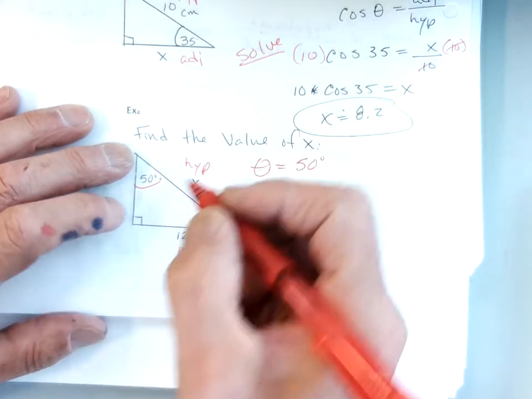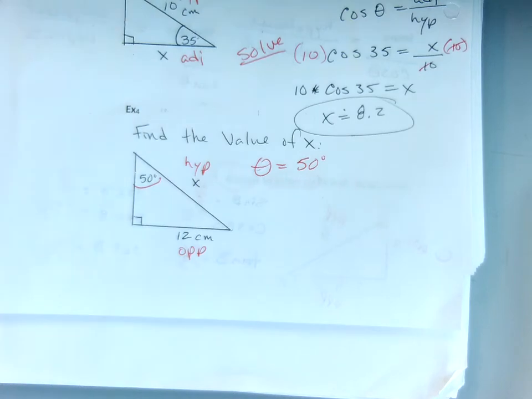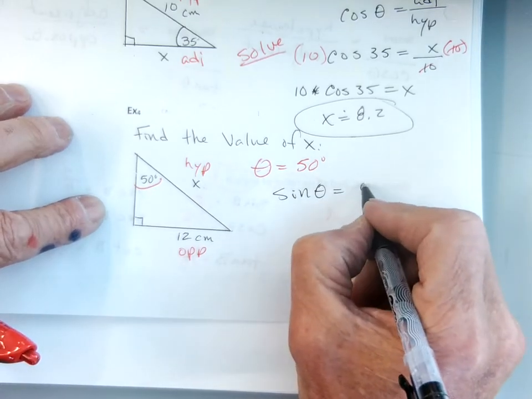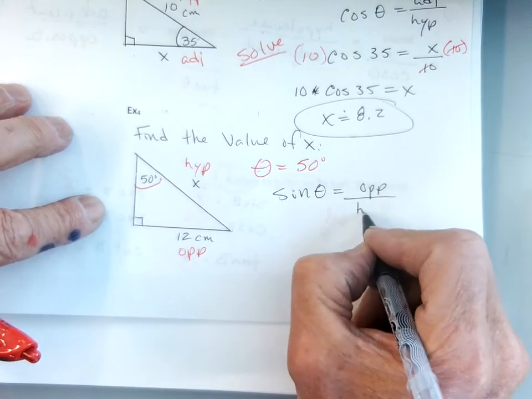Okay. So look up on the board. Which one of those three uses those two words? Look up above. You guys agree with sine? Sine's the only one that uses both of those. You guys agree with that? So I'm going to write it down. I'm going to use sine. Sine theta equals my opposite over my hypotenuse.